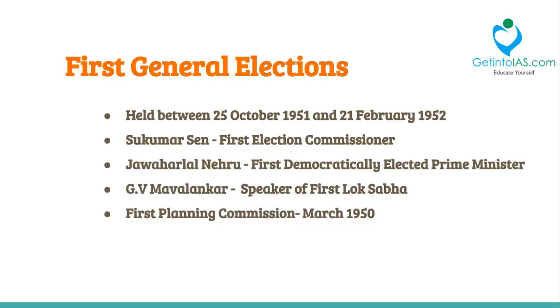Next, the general elections. Some facts regarding this general election. It was held between 25th October 1951 and February 1952, and Sukumar Sen was the first Election Commissioner. And you all know Jawaharlal Nehru was democratically elected as the first Prime Minister of India, and G.V. Mavalankar was the first Speaker of Lok Sabha.